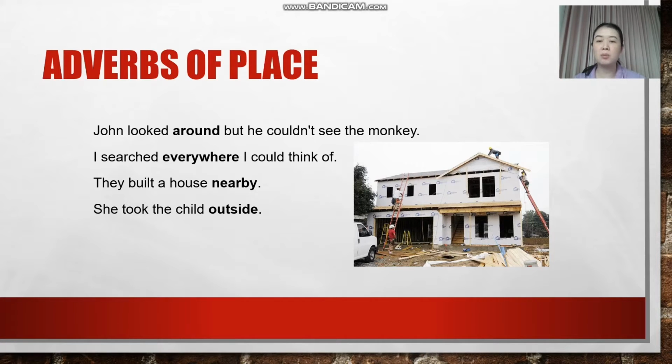John looked around, but he couldn't see the monkey. I searched everywhere I could think of. They built a house nearby. I took the child outside. Okay, so you see that we just use the words around, everywhere, nearby, outside in order to modify the verb. And we can ask some kind of questions like, where did they build a house? They built a house nearby. Where did she take the child? She took the child outside.